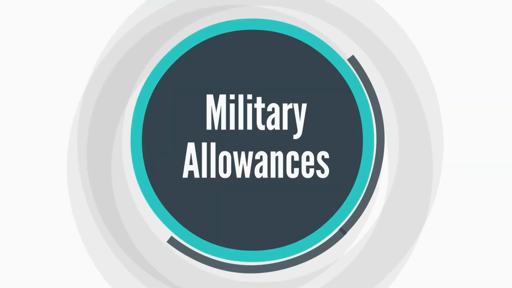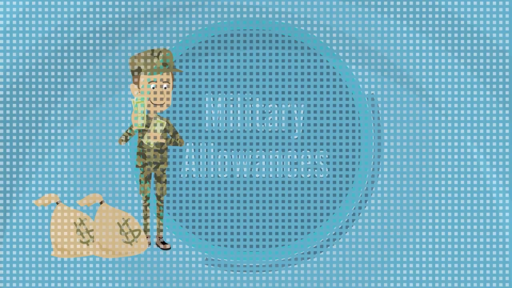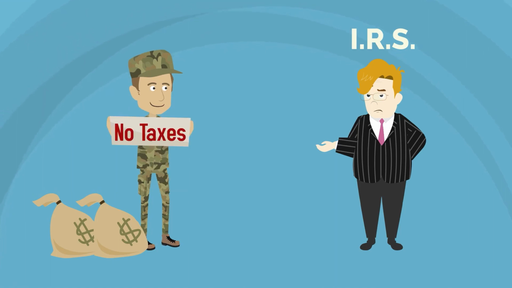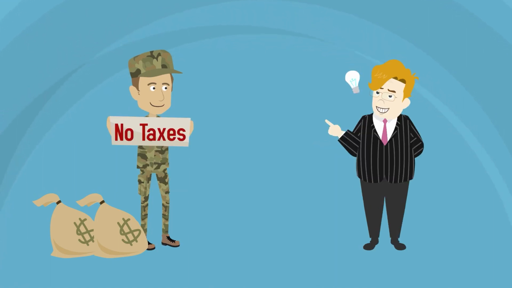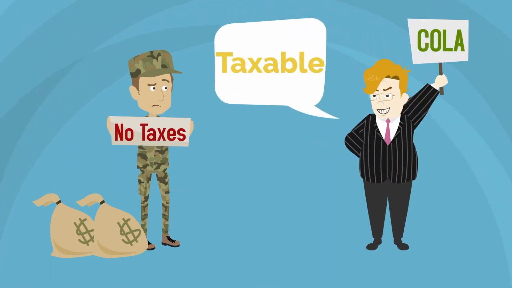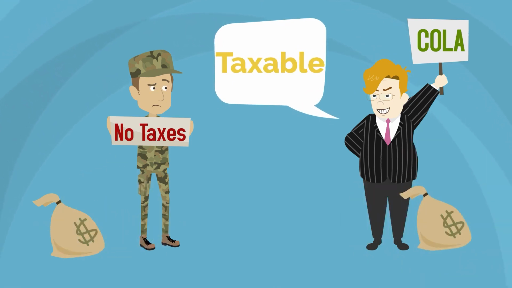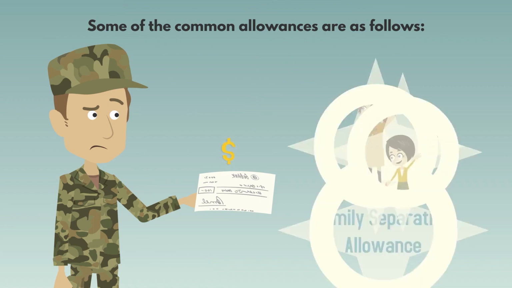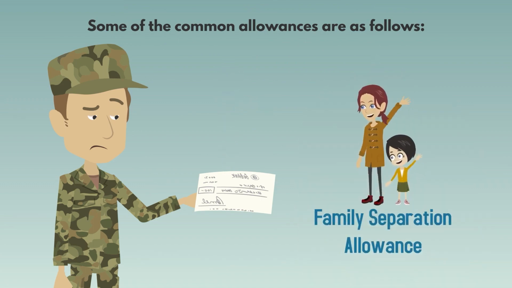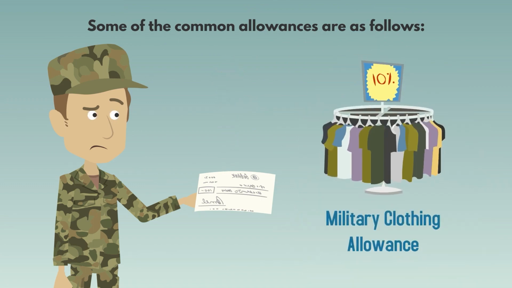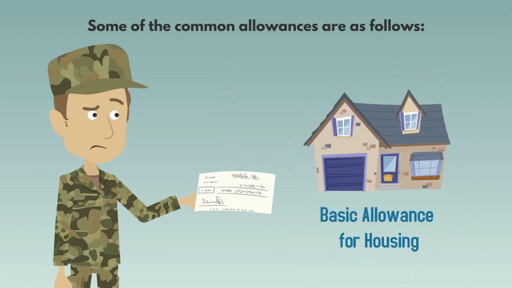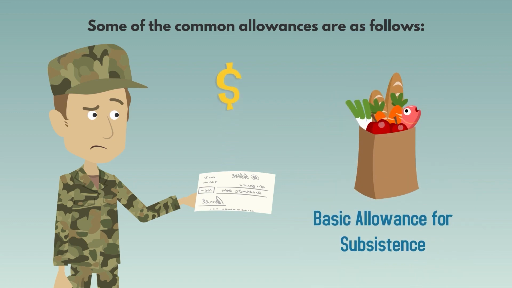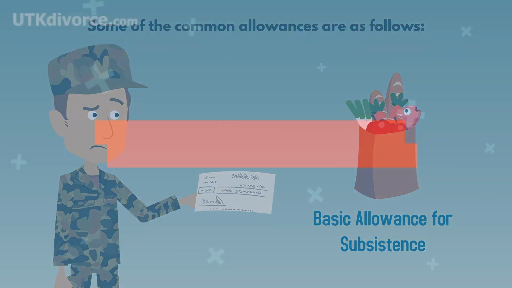4. Military allowances. All allowances a service member receives are tax-free, with one exception: cost of living allowances, or COLA. COLAs are taxable. Some of the common allowances are as follows: family separation allowance, military clothing allowance, basic allowance for housing, overseas housing allowance, and basic allowance for subsistence.